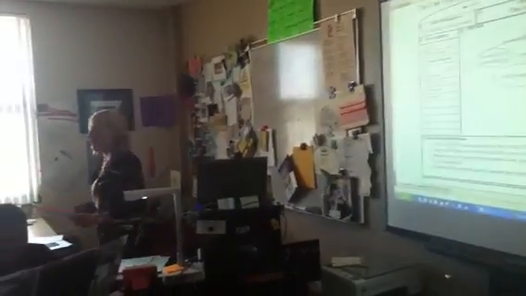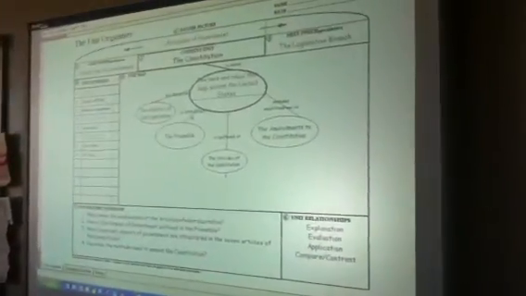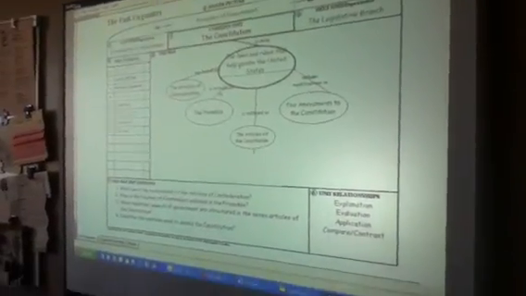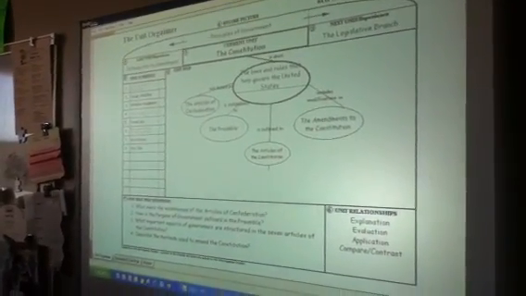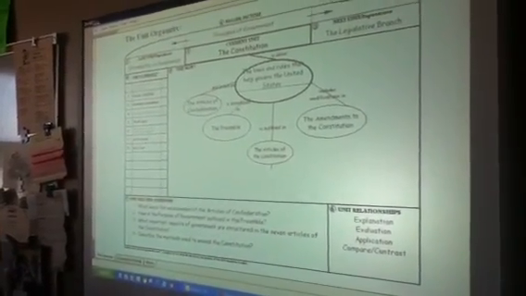Now, what's our bigger picture? What does all this deal with? Zach? Principles of government. Very good. Everybody, box number 4 is principles of government. That's tying this all together, right?